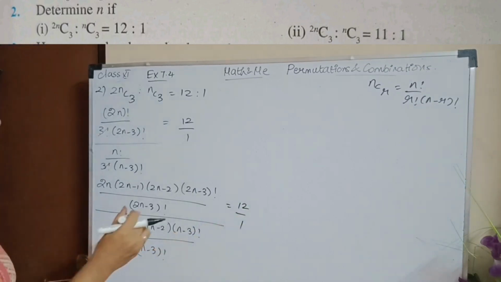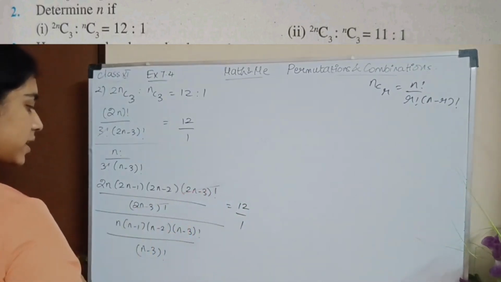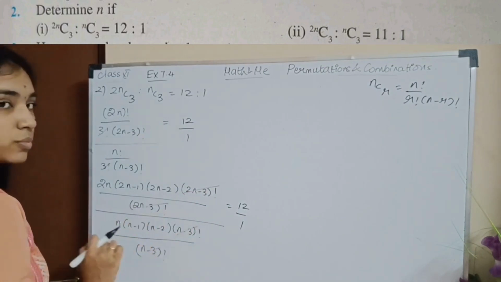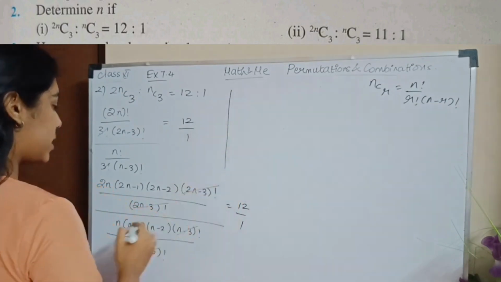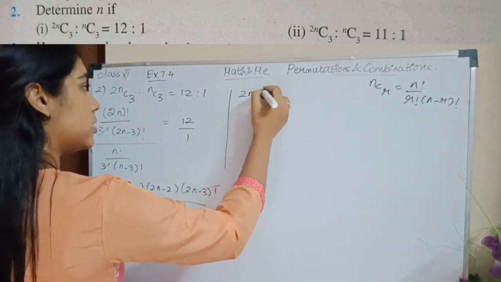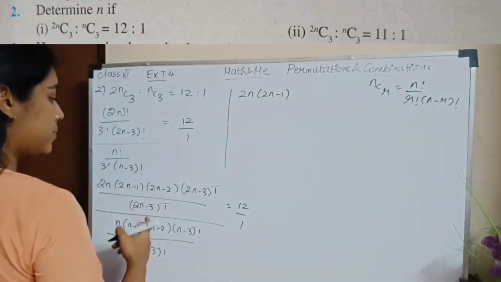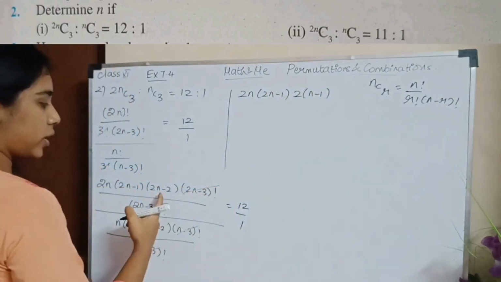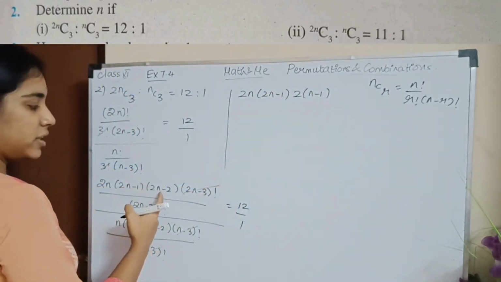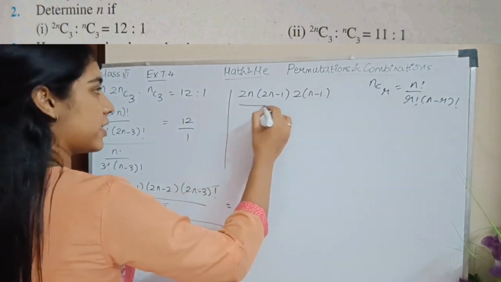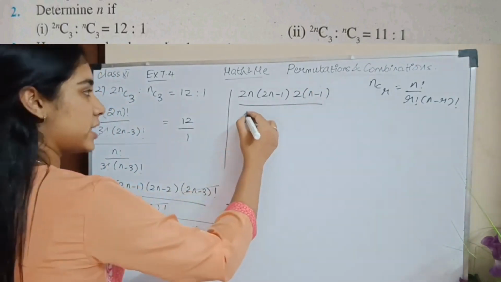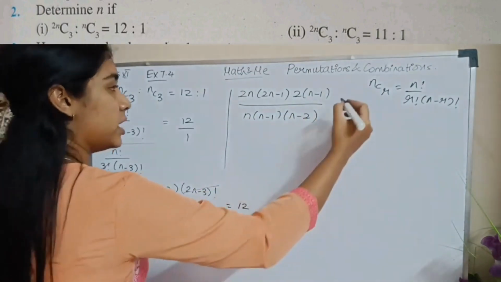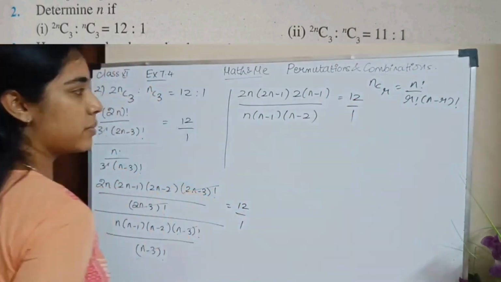If n cancel agudhu, this and this will get cancelled. This and this will get cancelled. So I do not have the factorials in both numerator and denominator. So what will I be left with? 2n times 2n minus 1. In the term, 2 common எடுக்கலாமா? So 2 into n minus 1. I'm taking the 2 outside into 2n minus 1 divided by, what is here? N into n minus 1 into n minus 2 equals 12 divided by 1.